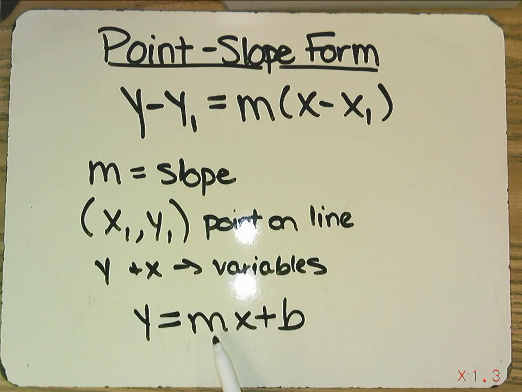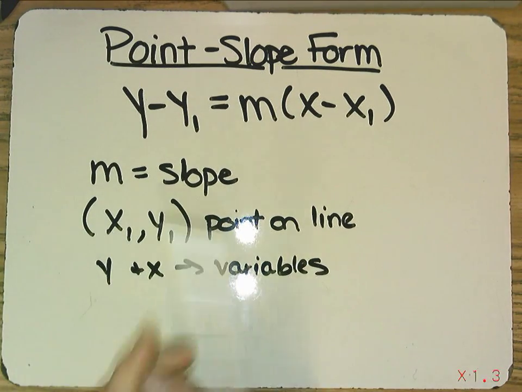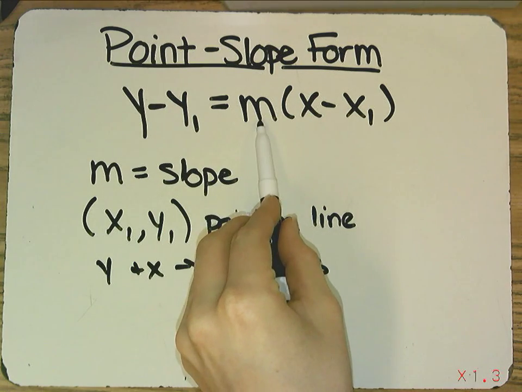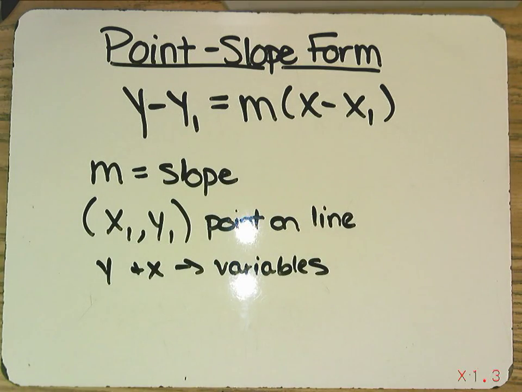M represented our slope, b represented y-intercept, and x and y were just variables. When we would see an equation in slope-intercept form like this, m would be a number, b would be a number, and these would just stay x and y. The same kind of thing is going to happen with point-slope form. This is going to be a number, this is going to be a number, this will be a number, and x and y will just stay x and y.